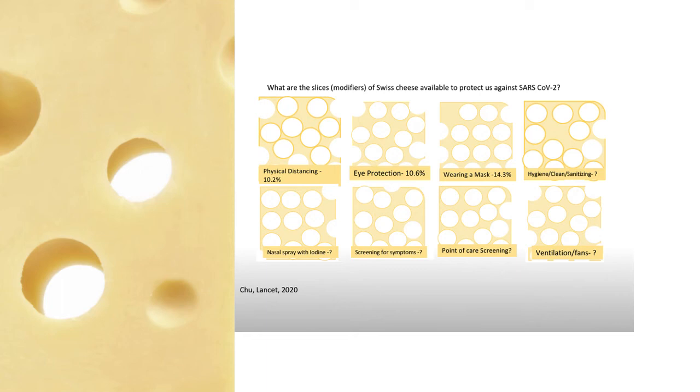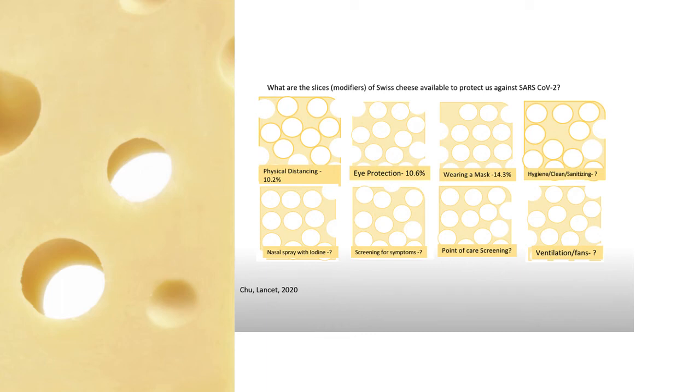So the Swiss cheese method can be looked at with car crashes. It can also be looked at with preventing a respiratory infectious disease. So if we physically distance, we can reduce transmission by about 10%. If we wear eye protection, another 10%. Wearing a mask, about 14%. We don't have good details on hygiene just because it's difficult to nail down, but we know that good hygiene reduces the reservoir, and so logically we know it prevents. We can look at things like nasal sprays with iodine. We can look at screening for symptoms and point-of-care screening, and increasing ventilation. All of these things add protection. They add a little bit, add a little bit, add a little bit.